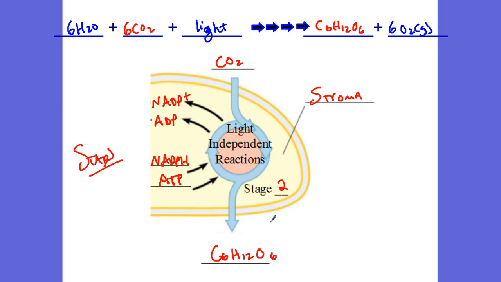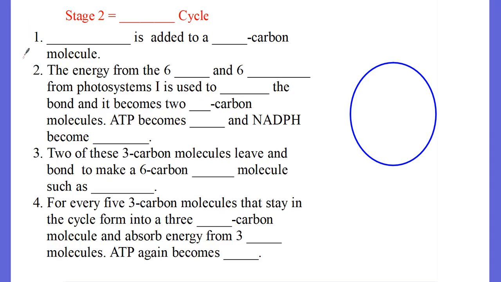Okay. So let's take a look at more in depth of this stage 2, which is the light independent reactions, and we call this the Calvin cycle. And so what happens in the Calvin cycle initially is we have carbon dioxide gas added. However, that's a big misconception because it's a cycle, which means there's really no start, there's really no end. I'll talk about that in just a second.